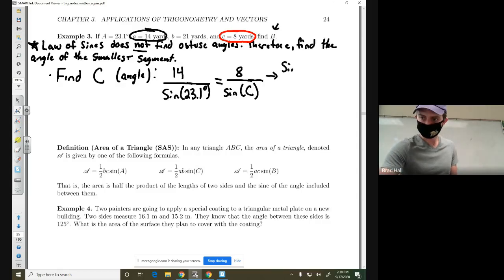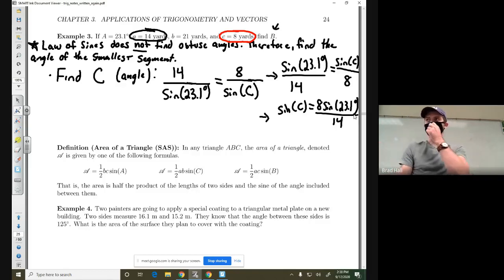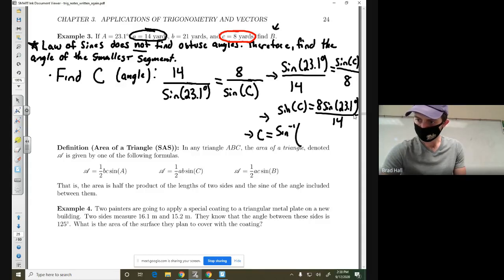You can flip both sides. You can solve for sine of C. And you can either throw that in the calculator and prepare to apply sine inverse to it, or do this all at once.